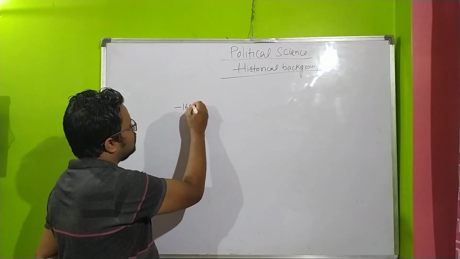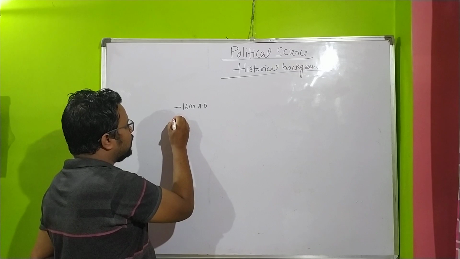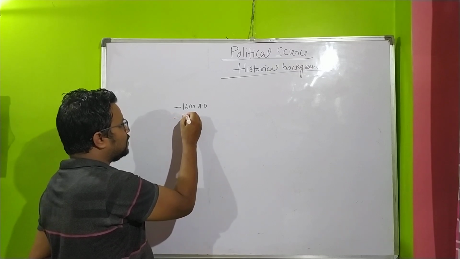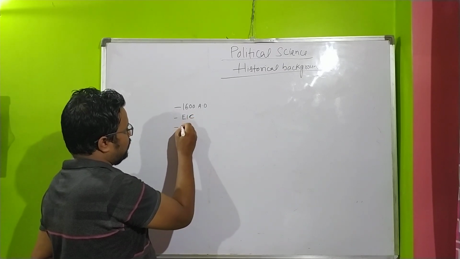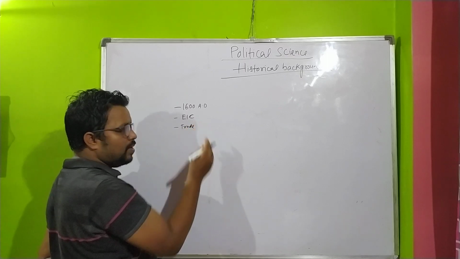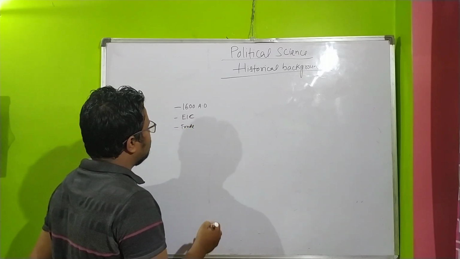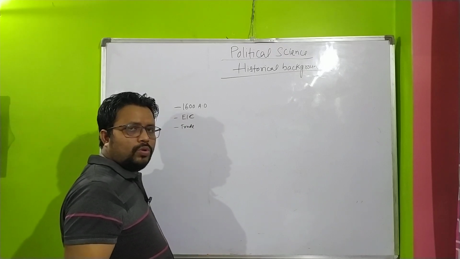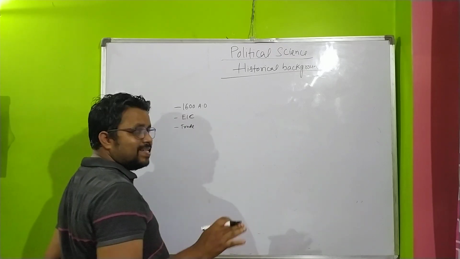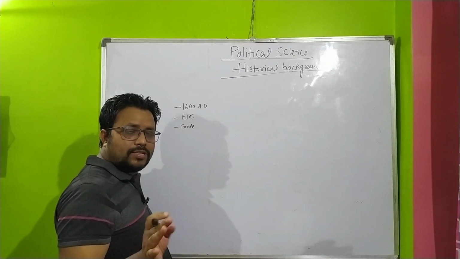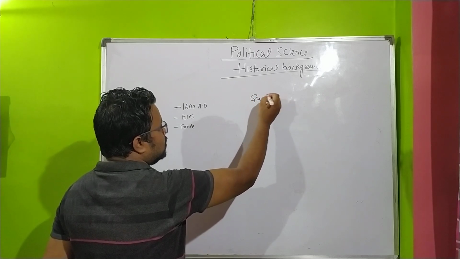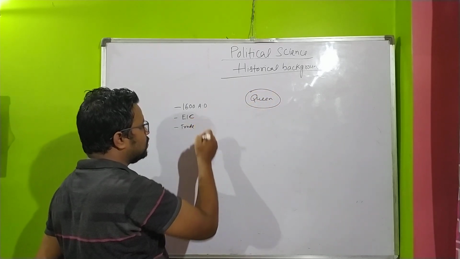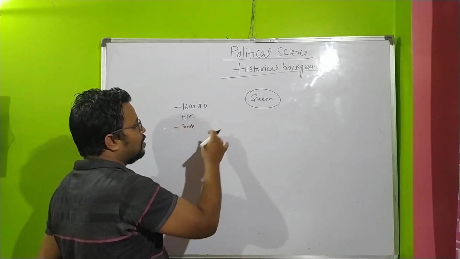Now in 1600 AD, a company known as the East India Company came to India for trade. They came to India for doing trade. But they could not simply come to India for trade. They had to get permission from England. So it was the Queen who gave them permission to trade in India.